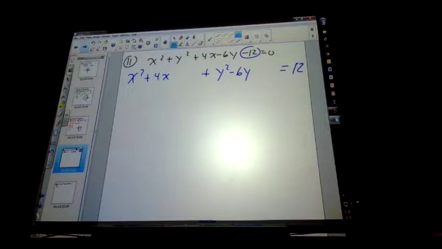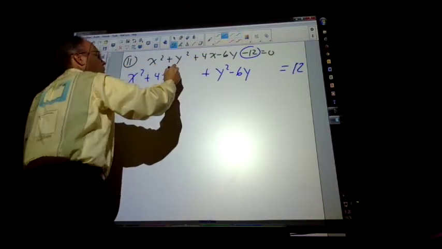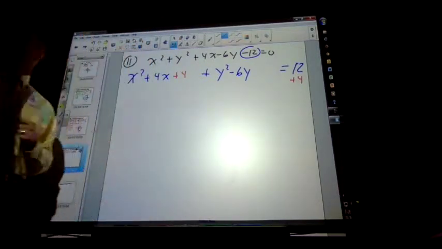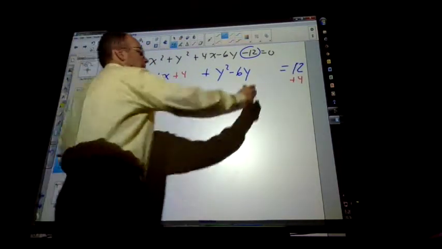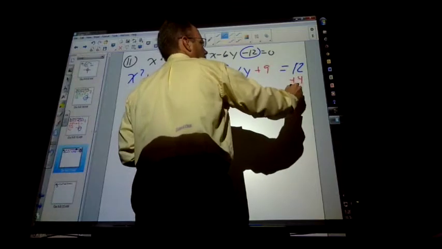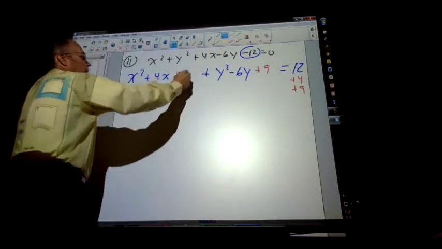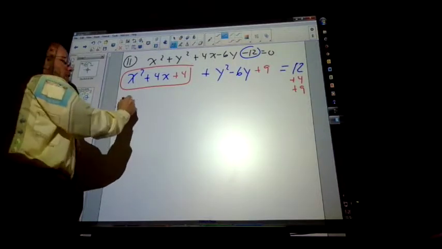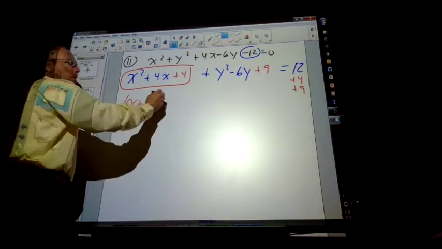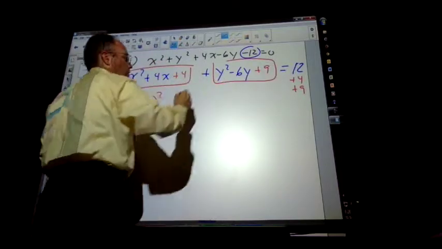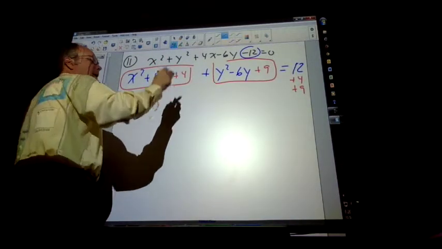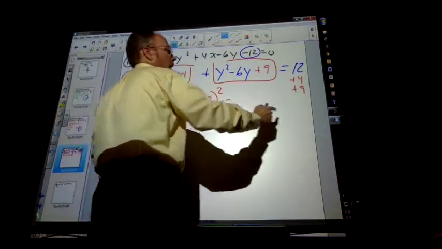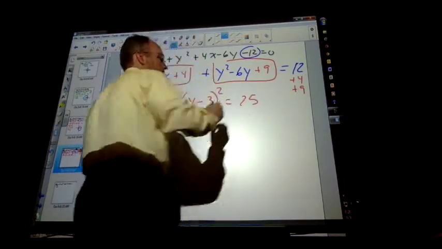All right. Half of 4 is 2, 2 squared is 4. If I add 4 here, I add 4 over here. Half of -6 is -3, -3 squared is 9. If I add it over here, I'm going to add it over there. My complete square is x plus 2 quantity squared. This right here is going to be y minus 3 quantity squared. And then we'll add this up, so that's going to be 25.